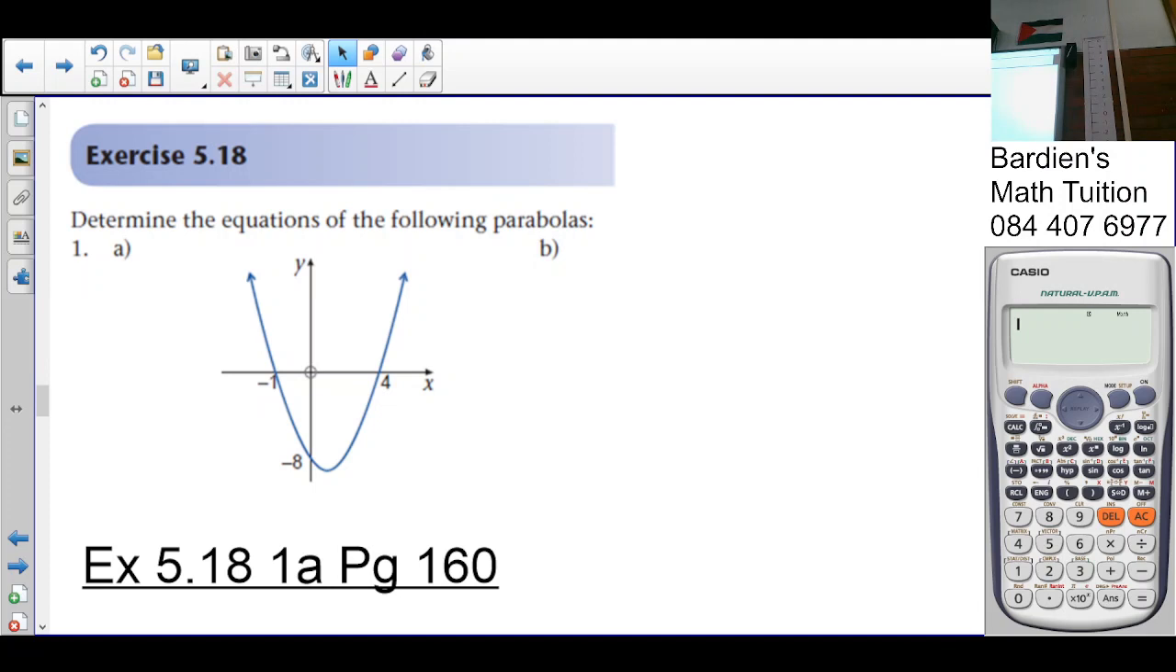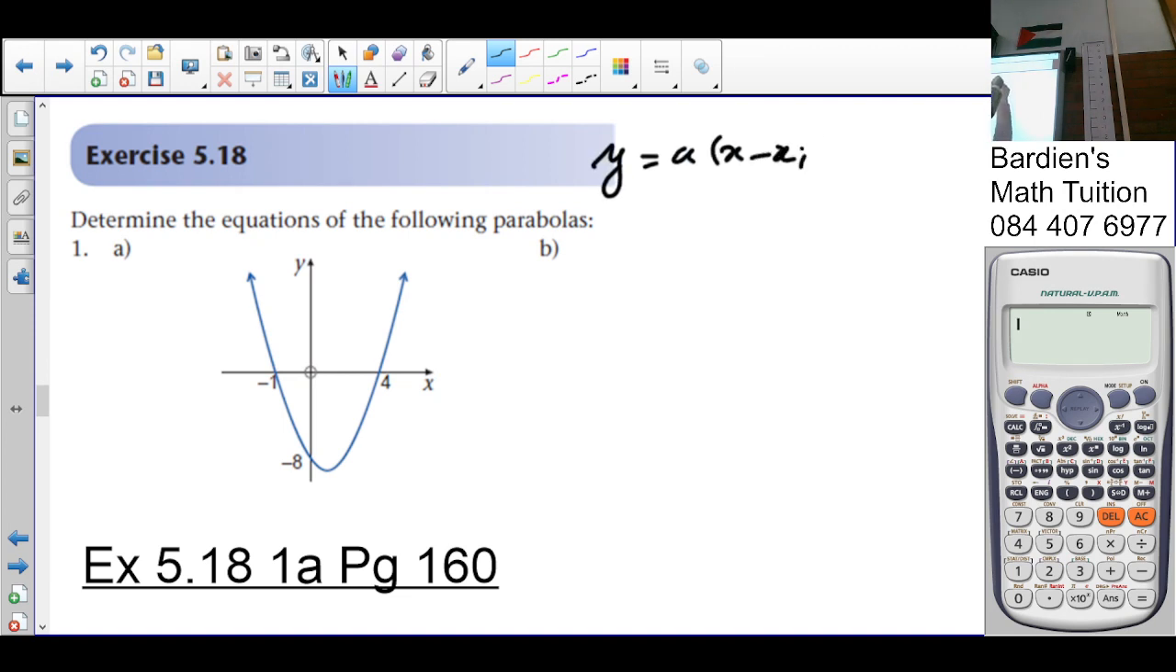Okay. So remember what is the formula that we give you? That we're going to write down? What's the formula? y equals a into x minus x1, x minus x2, where x1 and x2 are the x-intercepts. So we have y is equal to a into x minus minus 1, which is x plus 1, and x minus 4.